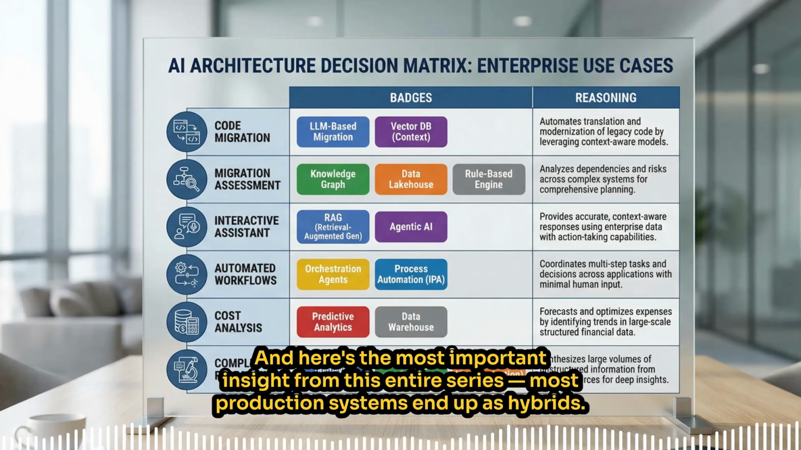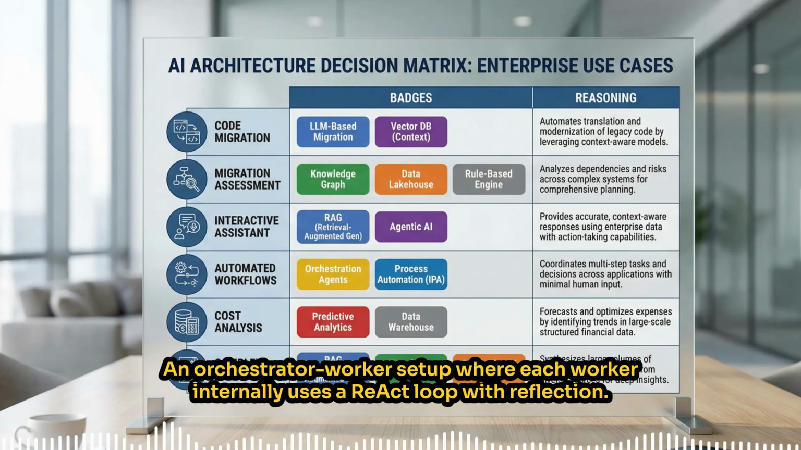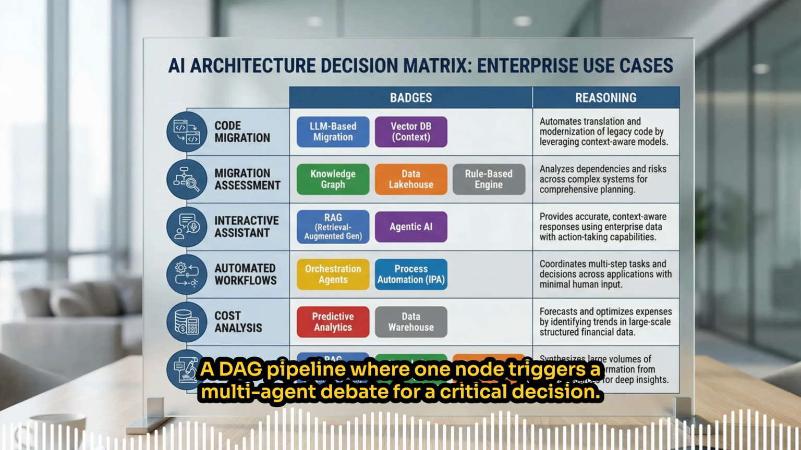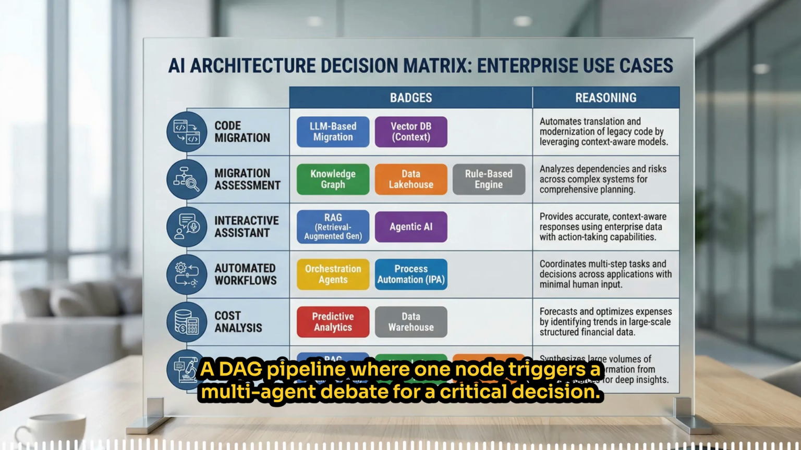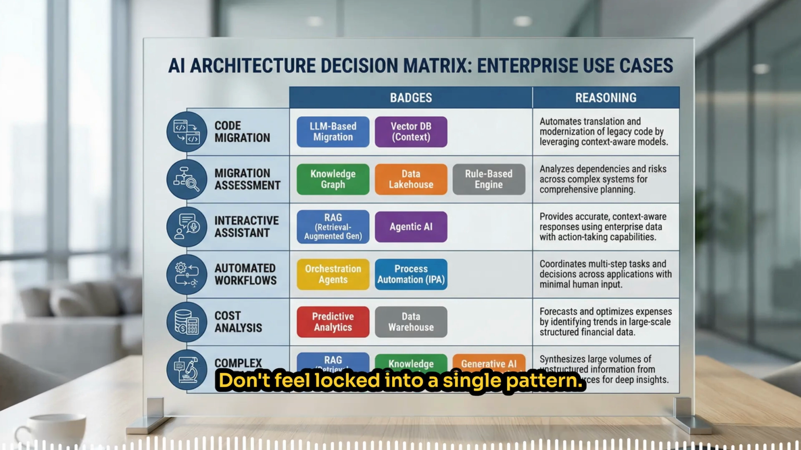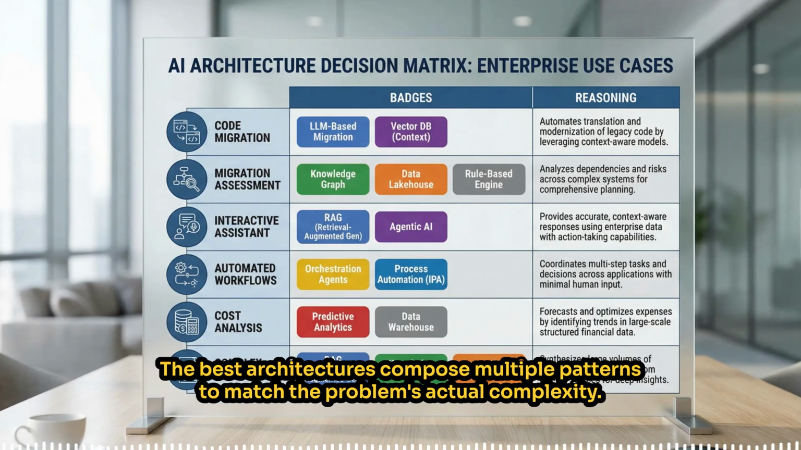And here's the most important insight from this entire series. Most production systems end up as hybrids. An orchestrator-worker setup where each worker internally uses a react loop with reflection, a DAG pipeline where one node triggers a multi-agent debate for a critical decision. Don't feel locked into a single pattern. The best architectures compose multiple patterns to match the problem's actual complexity.